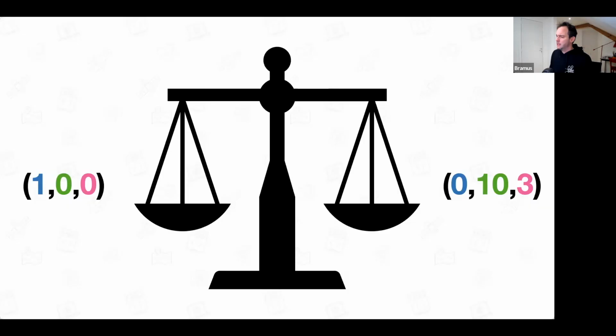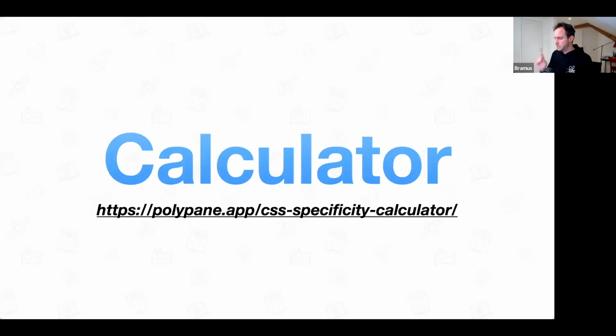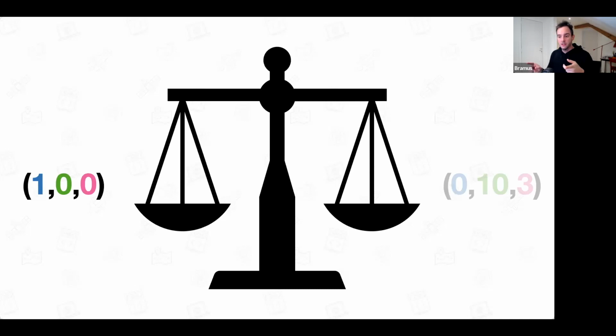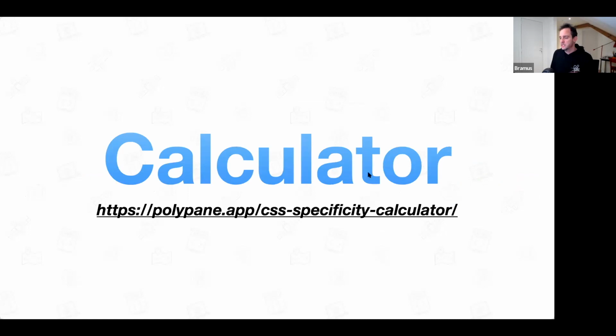If you're wondering how to calculate this, well, Kilian, he's also in the live stream. I've seen Kilian Valkov, the author of Polypane. He has this wonderful tool, the CSS Specificity Calculator. It's really helpful, and you might also recognize the colors, the color codes that I use. So I took the color codes from the website. So if you have a selector and you're not sure what the specificity is, you can drop it into this tool. So that's polypane.app/CSS Specificity Calculator. A really, really great tool.